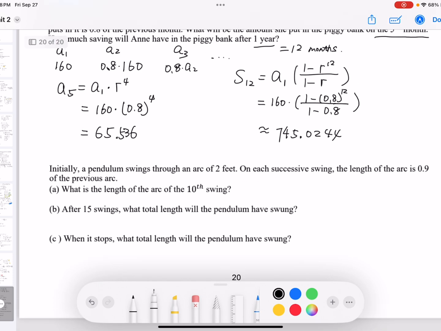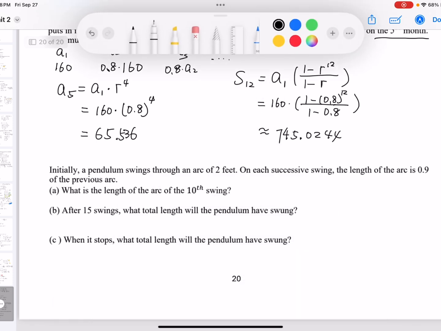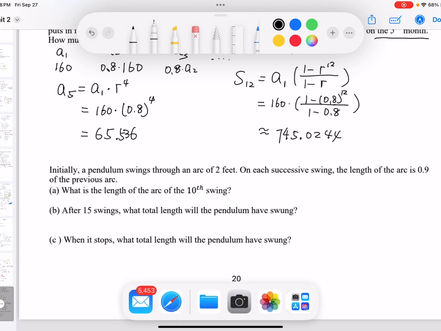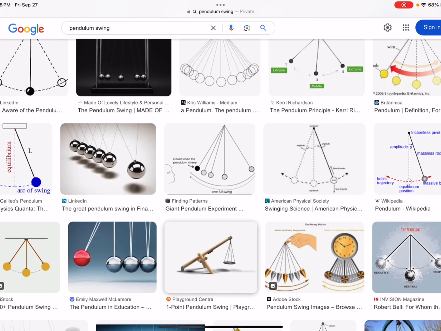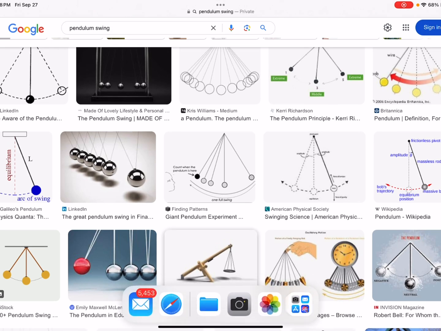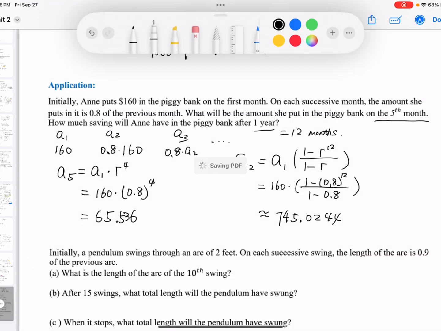Okay, let's see next example. Initially, a pendulum swings through an arc of 2 feet. What is the pendulum swings? So these are pendulum swings.